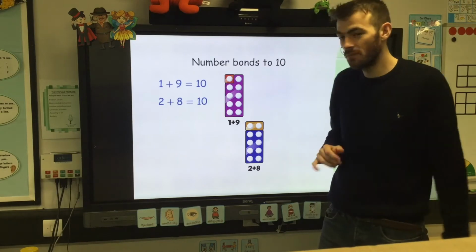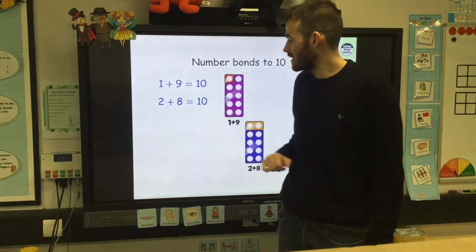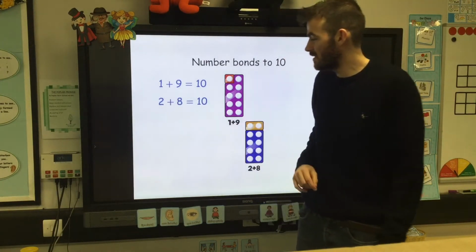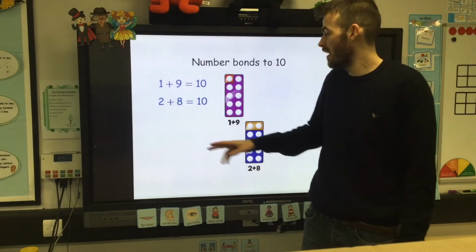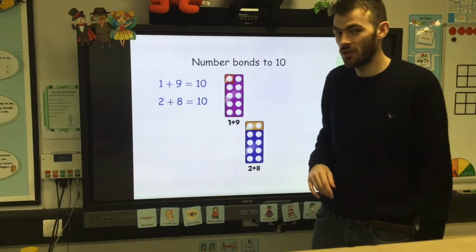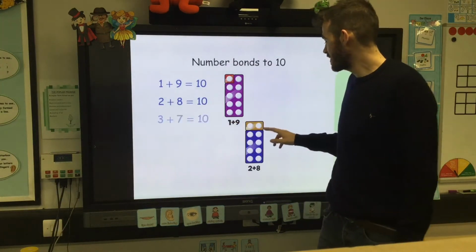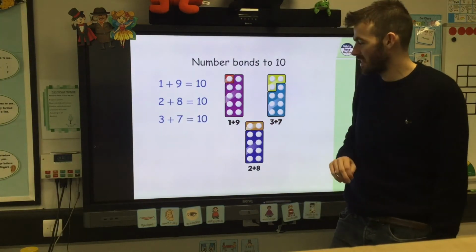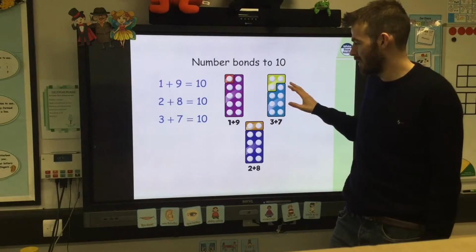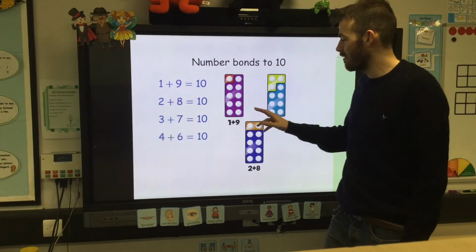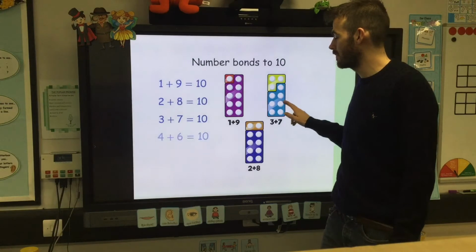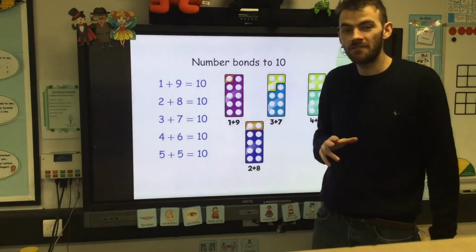Okay, so the next number bond, if we look at our numbers here, we can see that if this number increases by 1, it will become 3. And if this number decreases or goes down, it becomes 7. So 3 add 7 equals 10. And we can see that represented in Numicon here. The pattern then continues. 4 add 6 equals 10. 5 add 5 equals 10.